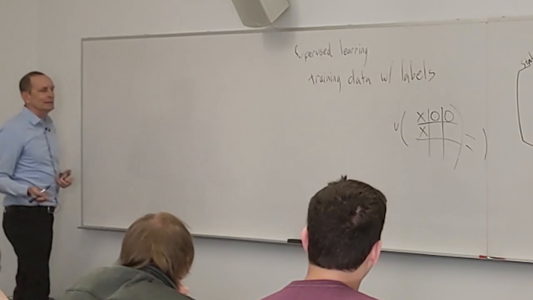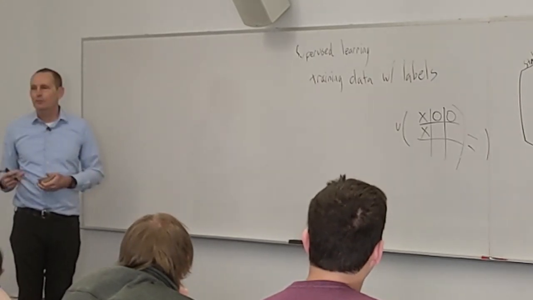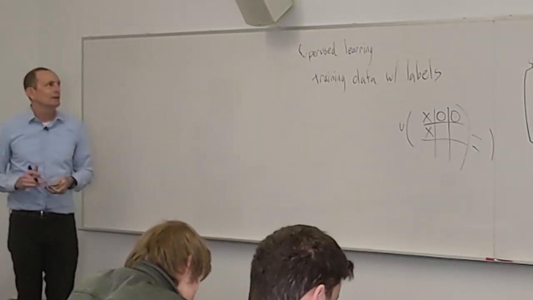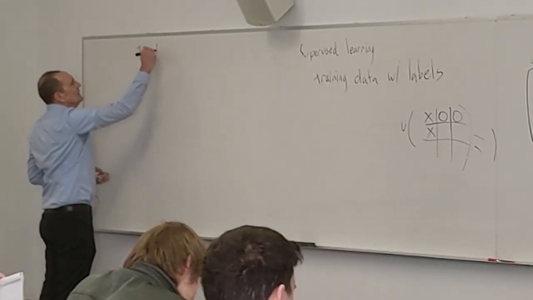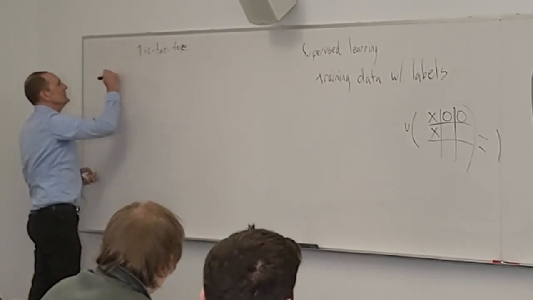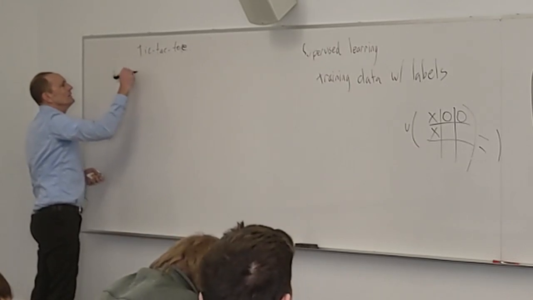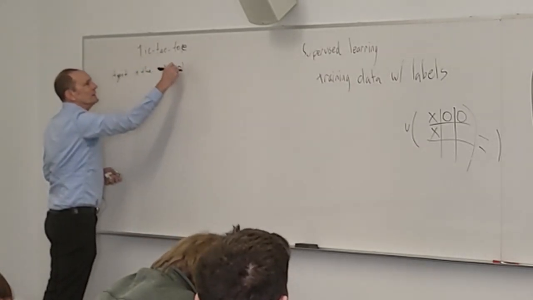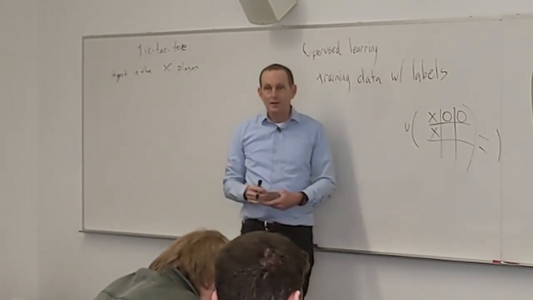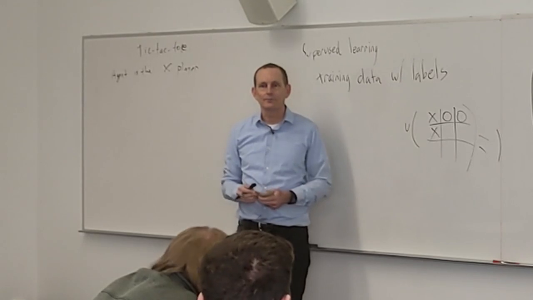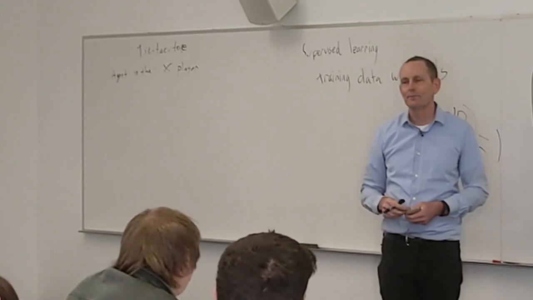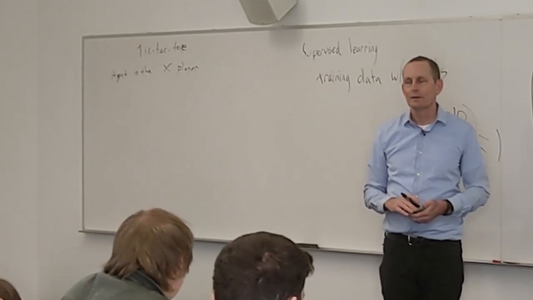So let's look at tic-tac-toe as a reinforcement learning problem. Our agent is going to be the X player, who always goes first. So the agent is the X player. What's our environment? Any thoughts? It's just going to be the state of the board.